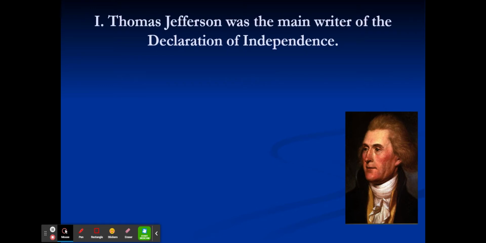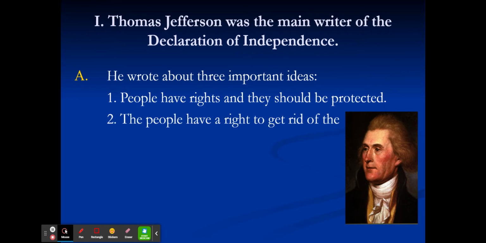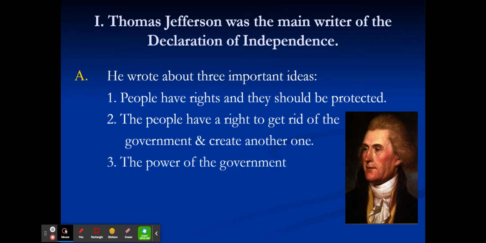As we learned in the American Revolution study, Thomas Jefferson wrote the Declaration of Independence. He had three important ideas about government when he was working on the Declaration. The first of those, people have rights and they should be protected. The people have a right to get rid of the government and create another one. And the power of the government comes from the people.